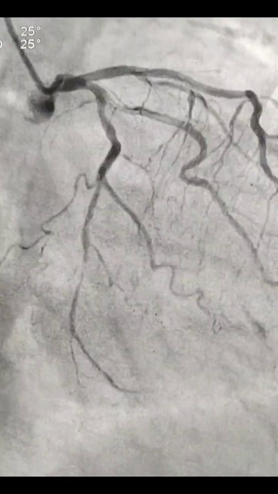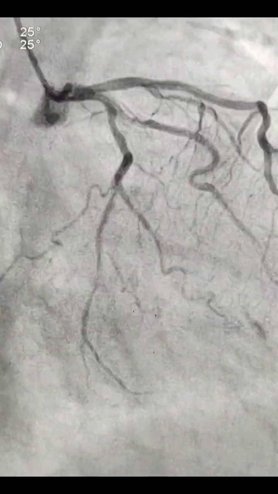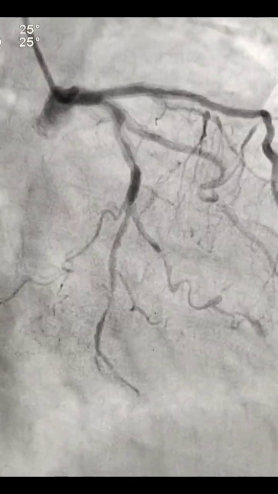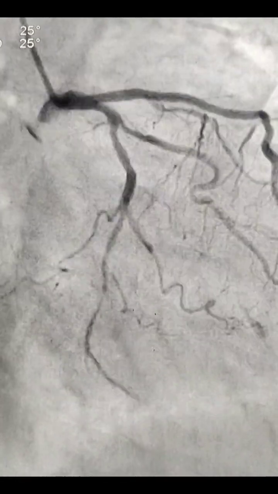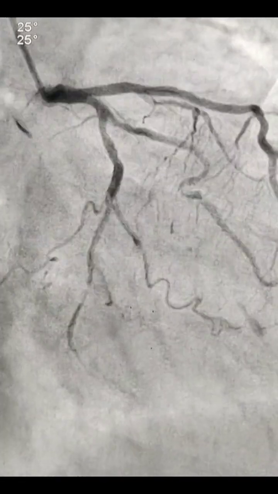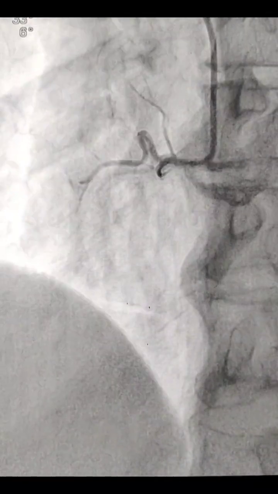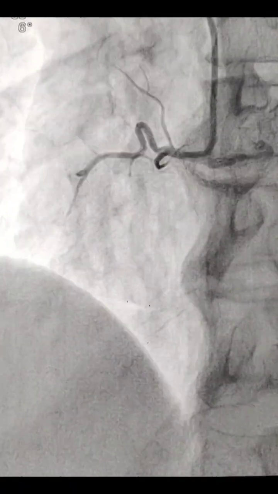I wanted to show you the difference between the left dominance and the right dominance. So this is a non-dominant LCX with a significant lesion. And coming again to this non-dominant RCA.